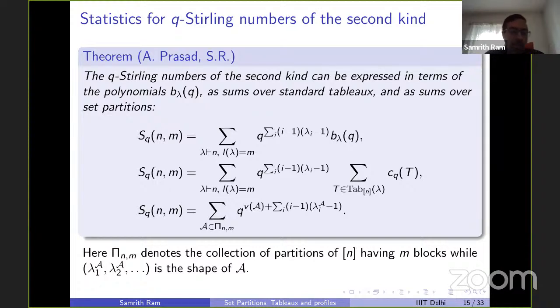Here are some ways to express this S_q(n,m) as sums. The first equation gives a way to write these S_q(n,m) in terms of the polynomials B lambda by summing over all partitions with length m. Since B lambda can be written as a sum over the C_q's, that gives us the Stirling numbers as sums over tableaux, which is the second equation. If one uses the connection between tableaux and set partitions, then one can obtain these Stirling numbers by summing a statistic over set partitions. Here Pi(n,m) is all partitions having m blocks of the first n positive integers, whereas lambda superscript A simply denotes the shape of A.